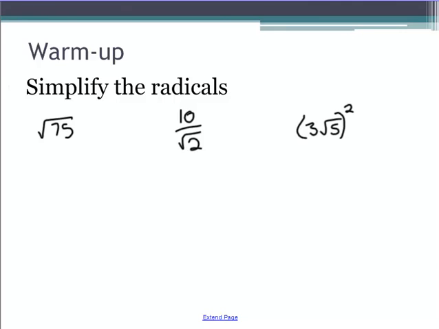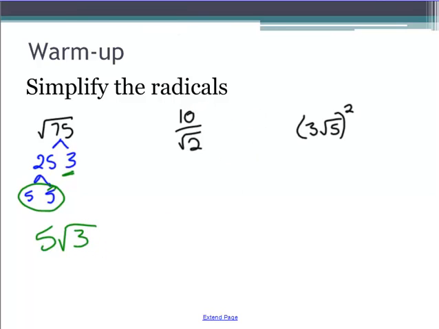Alright, we're going to start section 8.3 by warming up with simplifying radicals. So remember, when it's just a regular radical, you make a factor tree, 25 and 3, and 5 and 5. Then once you get to that point, you circle your pairs. That pair is allowed to go outside the radical. The ones left uncircled stay inside.